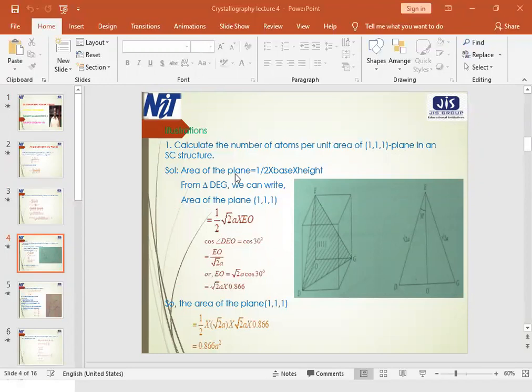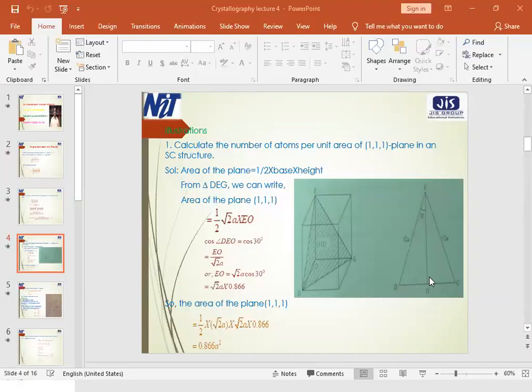So the area of the plane is half into base into height. Now let us take a triangle which is showing a plane. In this plane, we are getting the triangle as EDG, which we have redrawn here. So EDG is the triangle. Here the area of the plane will be half into base, and this base is root 2a, into height EO.